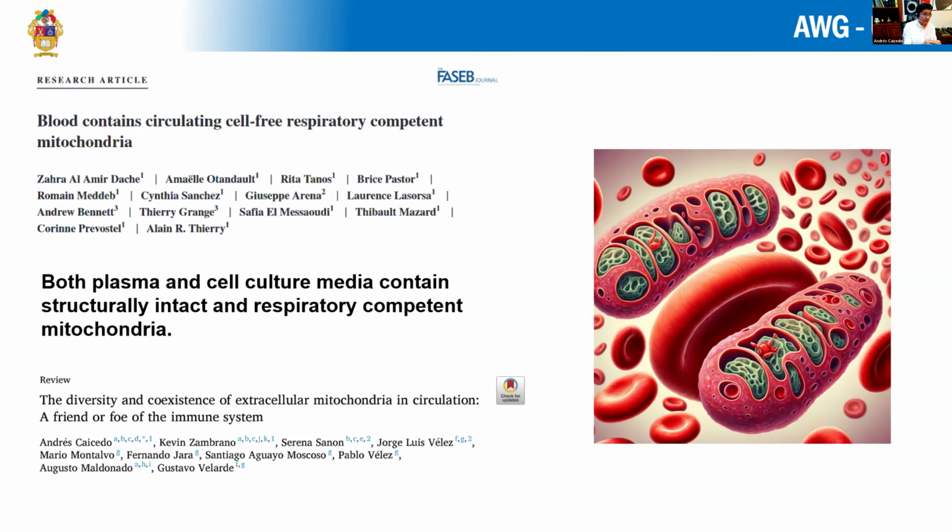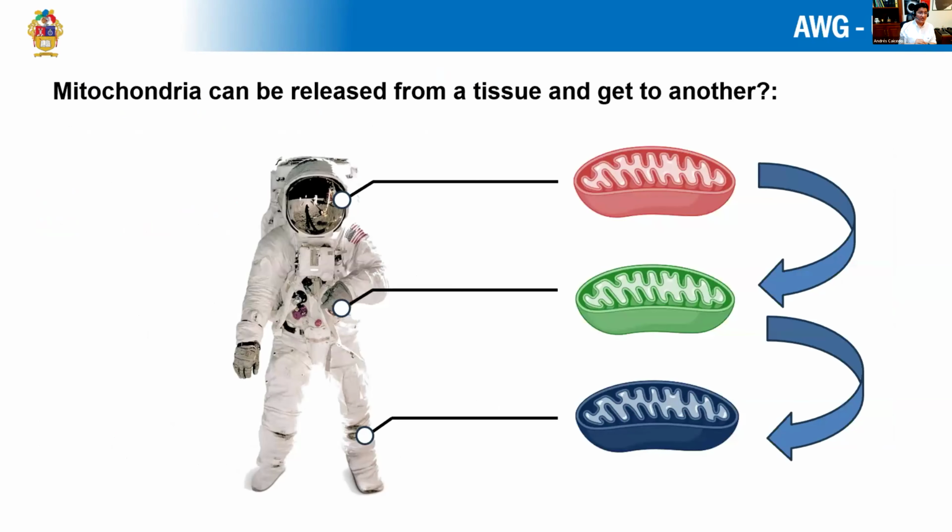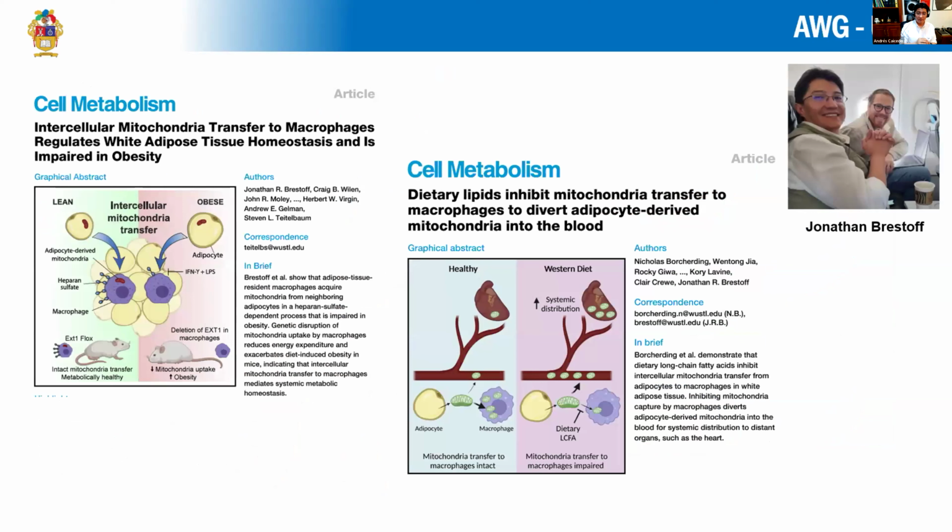Later, after the publication of this article, we developed a model in which we propose that there is a diversity and coexistence of these extracellular mitochondria in our circulation. So what could be the effects of mitochondria being transferred from one tissue to another, and could this transfer of mitochondria from one specific cell to another help it respond better to cellular stress?